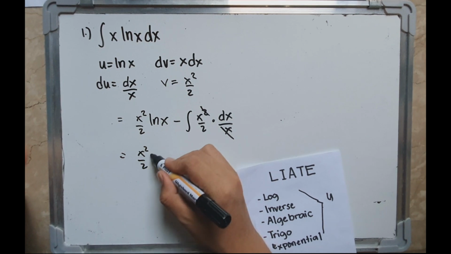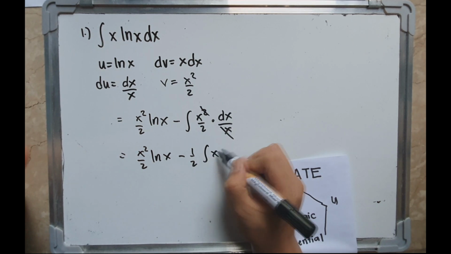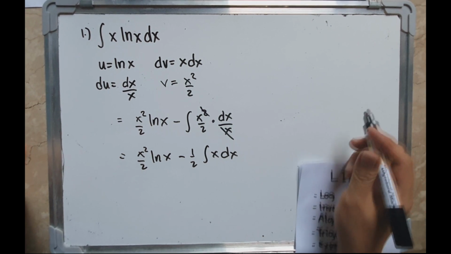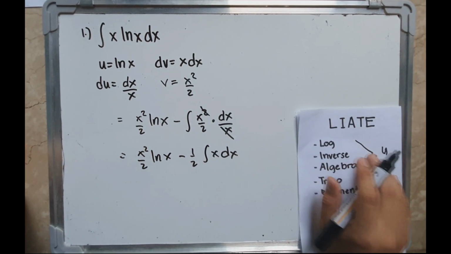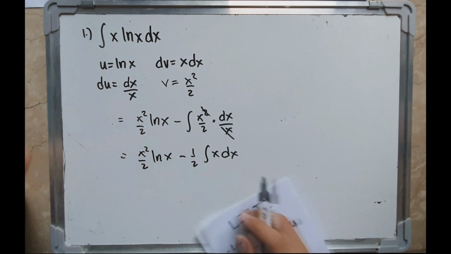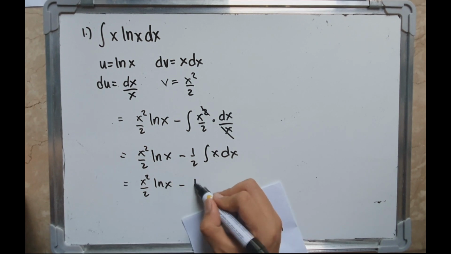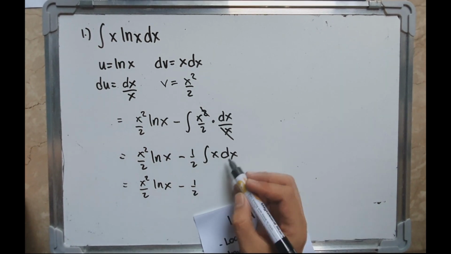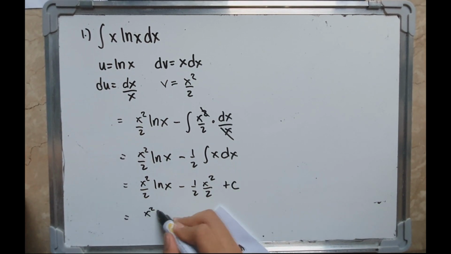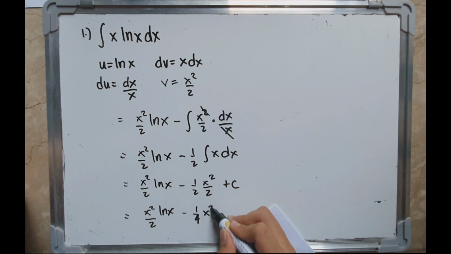x squared over 2 ln x minus, we could have the 1/2 outside, the integral of x dx. Next, we can now integrate this one easily. We have x squared over 2 ln x minus 1/2 times the integral, again by the power rule, x squared over 2, plus c. Our final answer will be x squared ln x over 2 minus 1 over 4 x squared plus c.